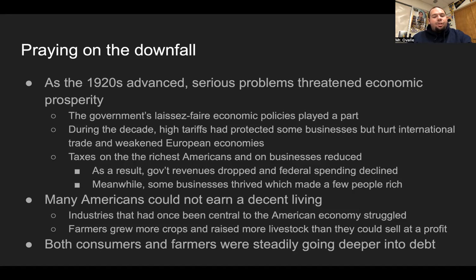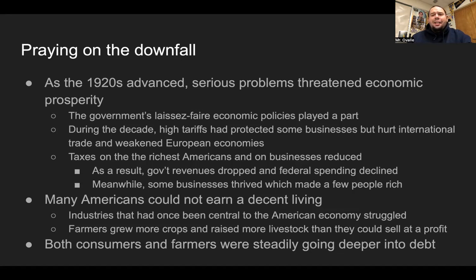As a result, the government revenues dropped and federal spending declined. Meanwhile, some businesses thrived, which made a few people rich. Many Americans, however, could not earn a decent living. Industries that had once been central to the American economy struggled. Farmers would grow more crops and raise more livestock than they could sell at a profit. And both consumers and farmers were steadily going deeper and deeper into debt.